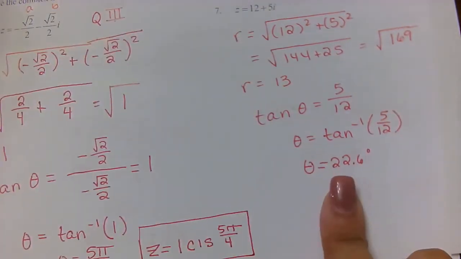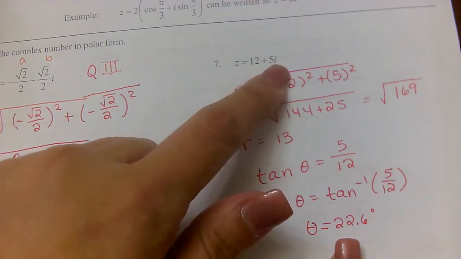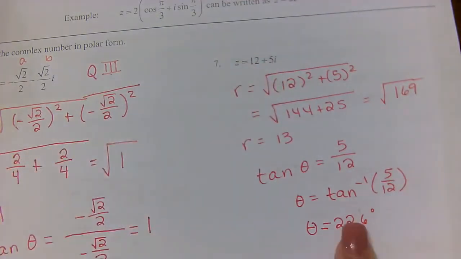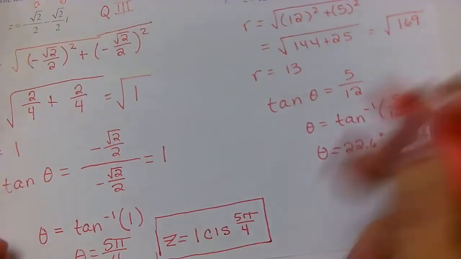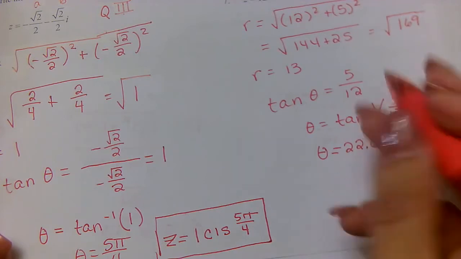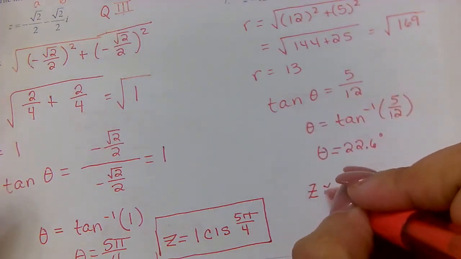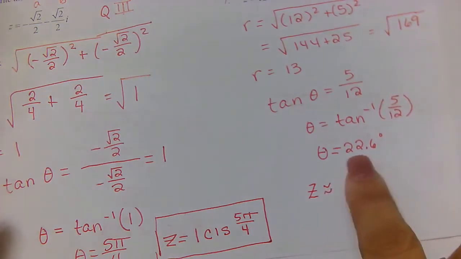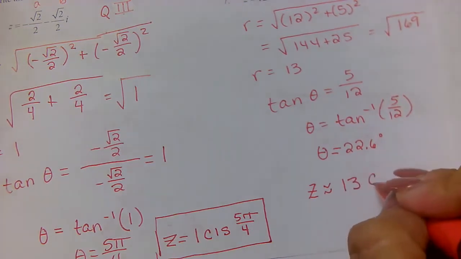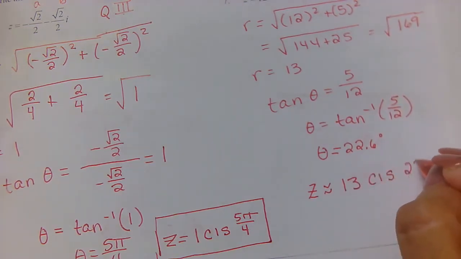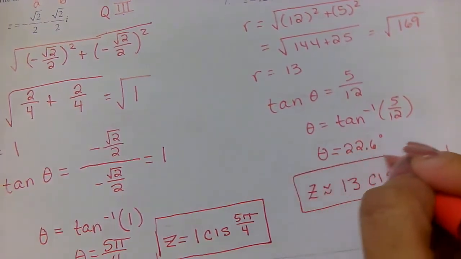Let's make sure our theta is in the correct quadrant. Well, A is positive, B is positive, we should be in quadrant 1, and 22.6 degrees is definitely in quadrant 1. So now I can go ahead and write our answer for number 7, and I'm going to say that Z is approximately, and I'm using approximations because this is an approximation, 13 CIS 22.6 degrees, and that will be our answer for number 7.